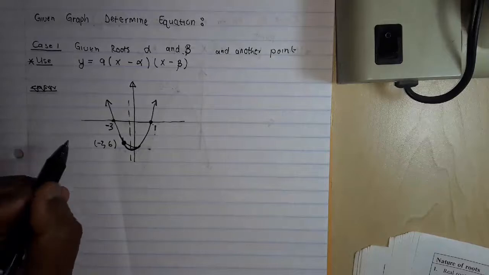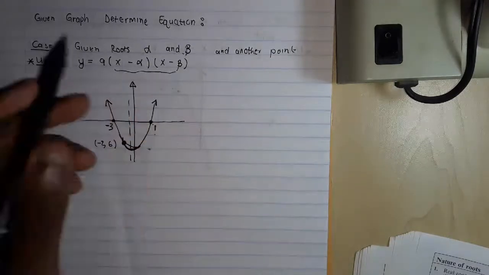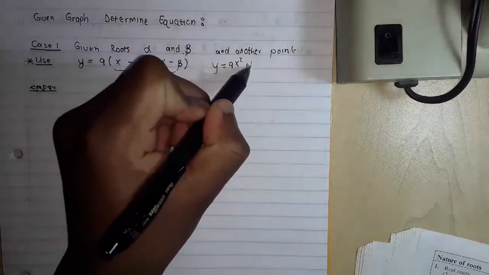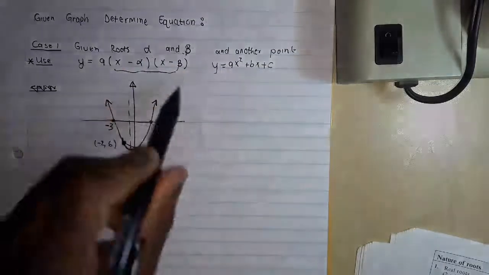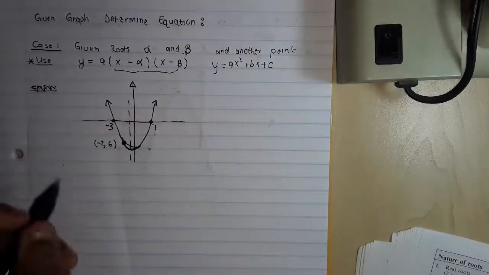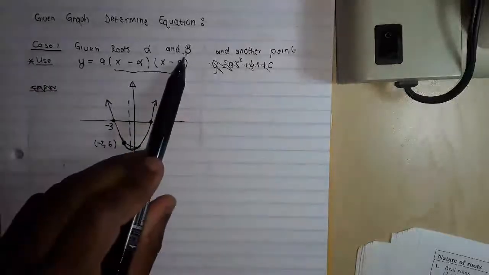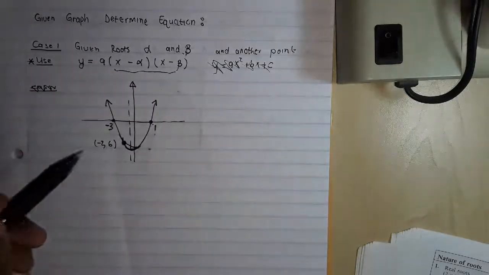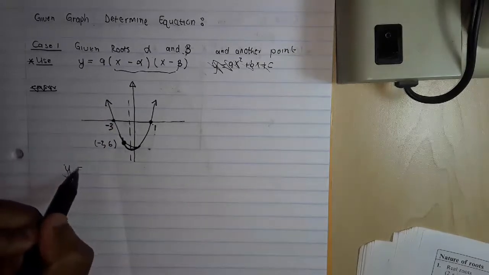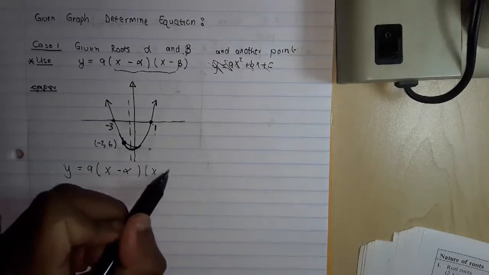So for instance, and this makes sense because I'm not sure if you remember, our equation is written in the form of ax squared plus bx plus c. You could have factorized this and you'd get the roots. So now we are given two roots and another point. How do you do that? You need to use that equation: a(x minus alpha)(x minus beta).